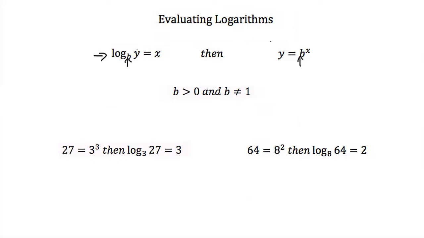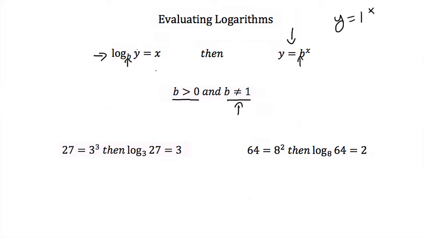Logs are useful when we want to pull a variable out of an exponent. And these always work as long as our b is positive, or greater than 0, and our b is not equal to 1. If our b was equal to 1 and we went back to this exponential function, we would have y is equal to 1 to the x. And this would be 1 times 1 times 1, x amount of times. And 1 times 1 is always 1, so it wouldn't matter what x is equal to. This would always be equal to 1. So that's why b cannot be equal to 1.